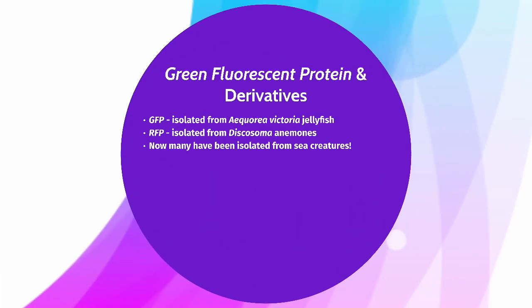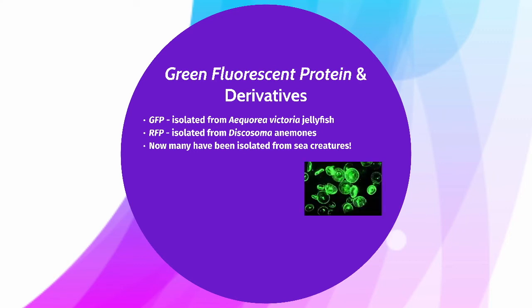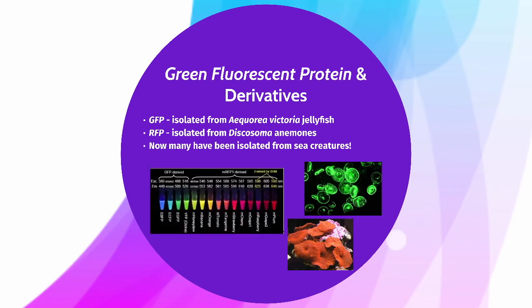The most common reporter genes are green fluorescent proteins and their derivatives. Green fluorescent protein was first isolated from Aequorea victoria jellyfish, and red fluorescent proteins were first isolated from Discosoma anemones. Currently, many derivatives have been isolated from sea creatures to use in research.